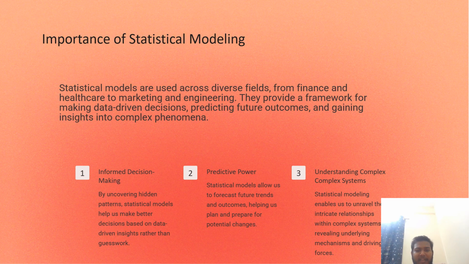Predictive power. Statistical modeling allows us to forecast future trends and outcomes, helps us to plan and prepare for potential changes. Next, understanding complex systems. Statistical models enable us to unravel the interactive relations within complex systems, revealing underlying mechanisms and driving forces.